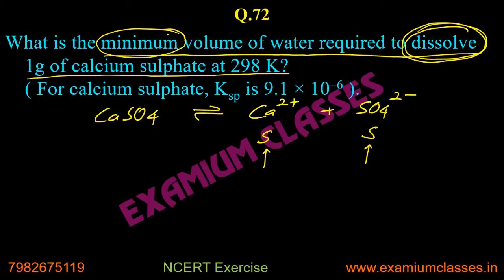And you will get this in mole per liter. It means these many moles you can dissolve in 1 liter. From moles you will get mass in 1 liter. It means say X grams you can dissolve in 1 liter. So 1 gram you can dissolve in how many liters? That will be the answer.